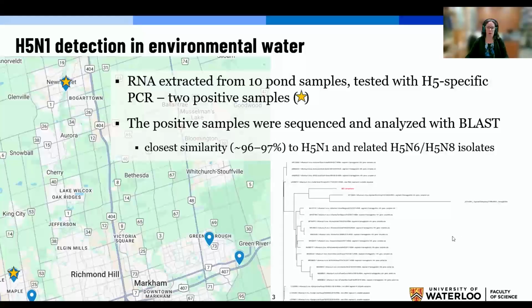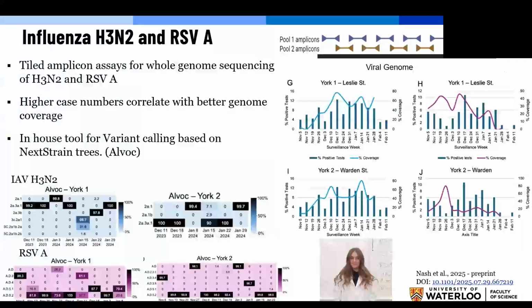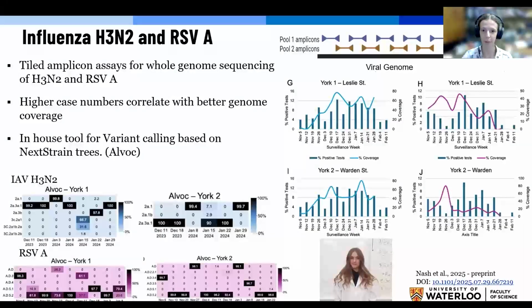I'll turn it over now to my colleague Alyssa to talk about some more targeted assays that we've developed for use in wastewater. Thank you, Jen. On the targeted surveillance side of our expanded wastewater work, I would like to showcase 2 tiled amplicon sequencing methods developed by PhD candidate Delaney Nash. These target one flu strain, H3N2, and one RSV strain, A. These were both chosen because they were the most prevalent circulating strains of each during the study period.